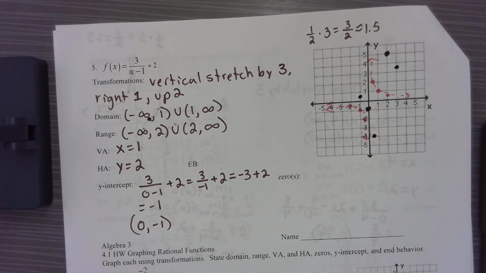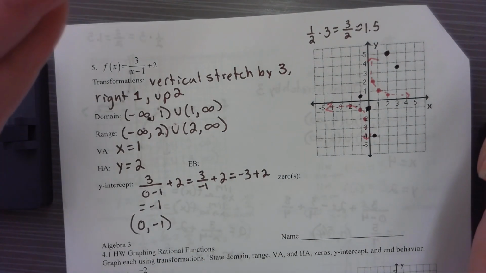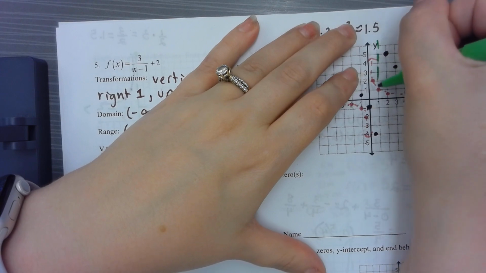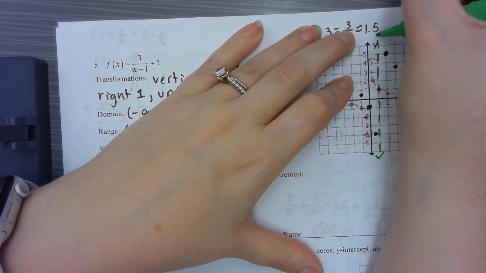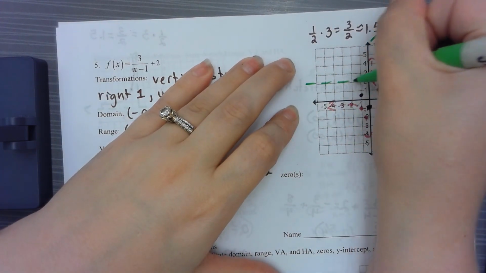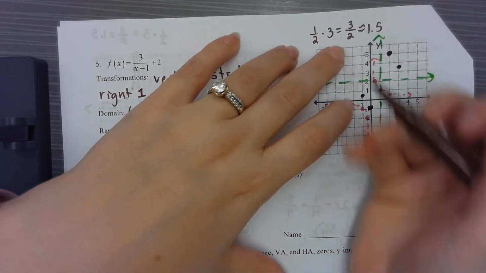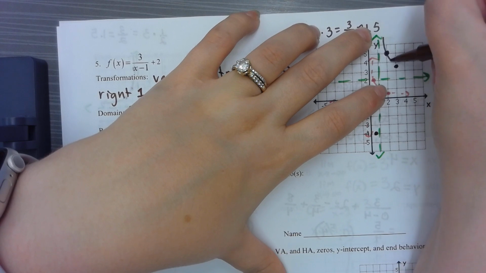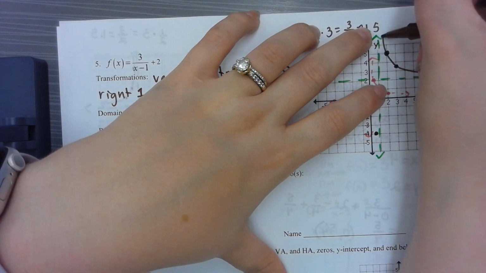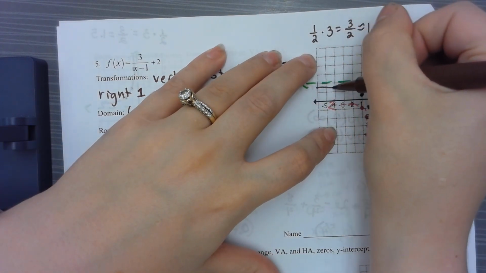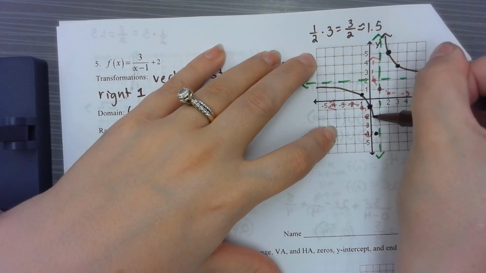Again, I'm going to plot those vertical and horizontal asymptotes. So the vertical asymptote is at 1, and the horizontal asymptote is at 2. And then we can connect our points. So this graph should look something like this. And this graph should look something like this.